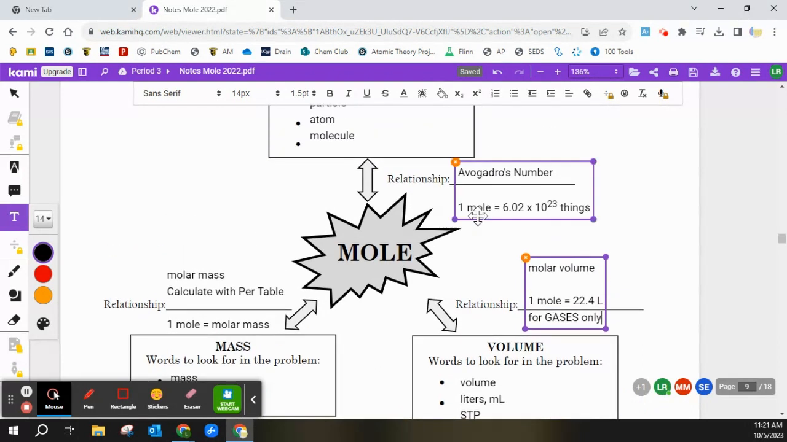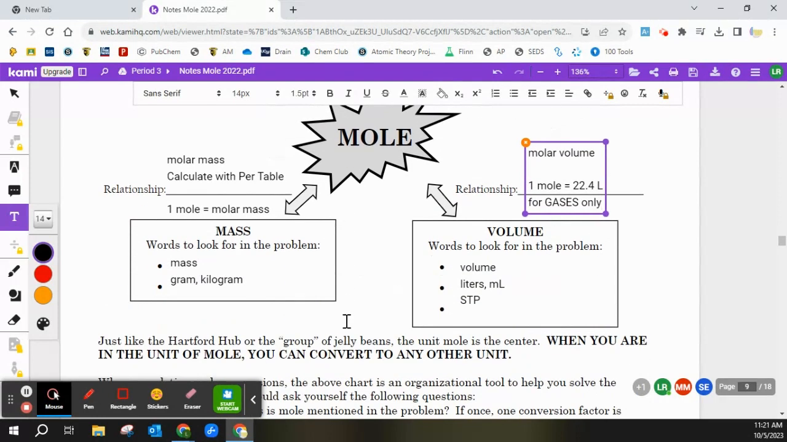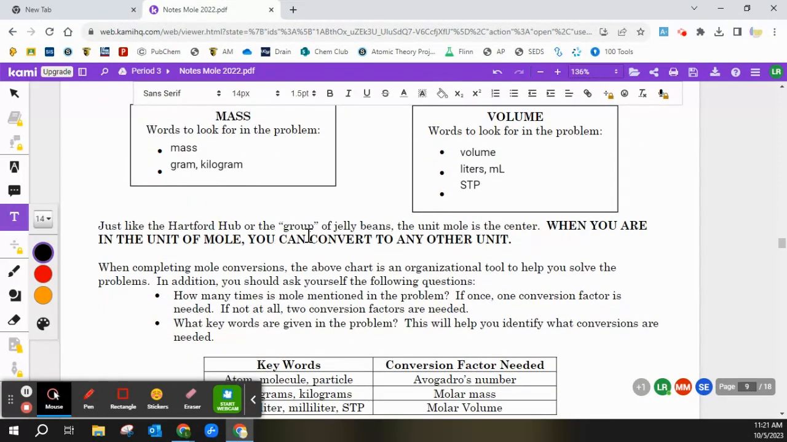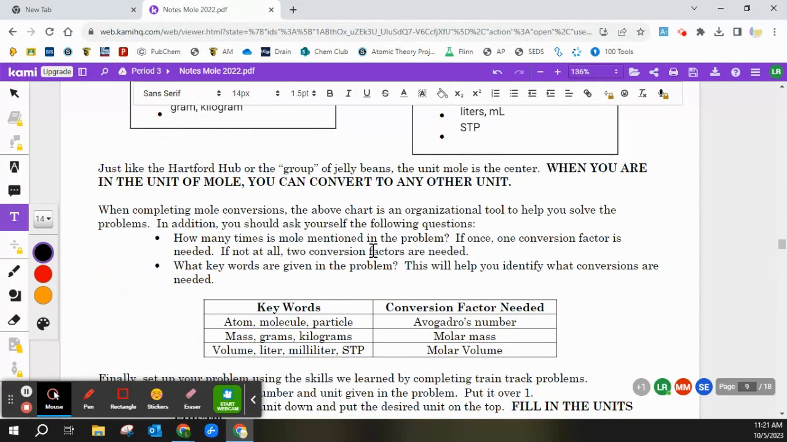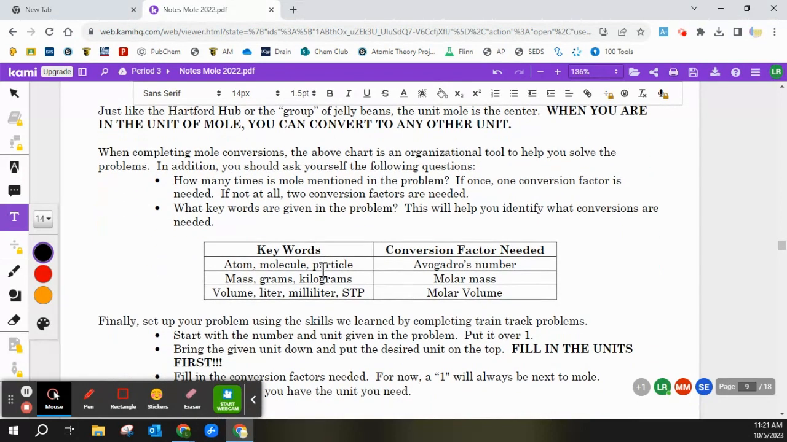Okay, so now I have another map, just like that jelly bean map, that I can use to go from one unit to another. Now, just like the Hartford Hub or the group of jelly beans, the mole is in the center. When we get to mole, we can go from any unit to any unit. That's the hub. That's what we want to get to. Now, here's some problem-solving strategies. When you're completing these types of problems, I'm not going to tell you whether I need to do 1 conversion, 2 conversions. I'm not going to tell you which conversions to use. That is part of what you need to figure out.